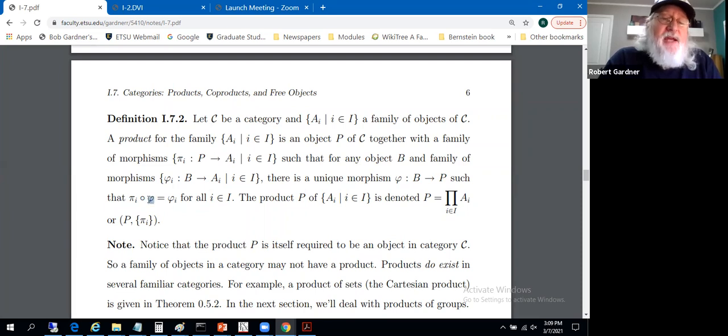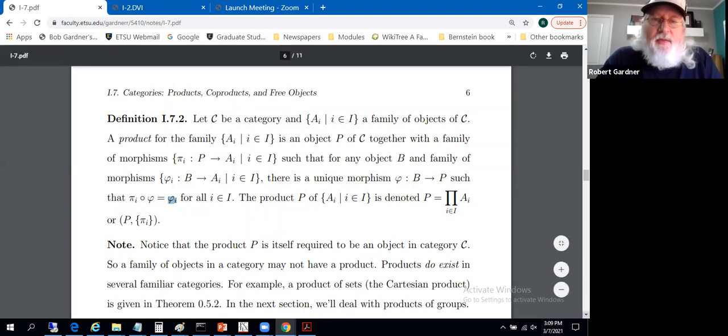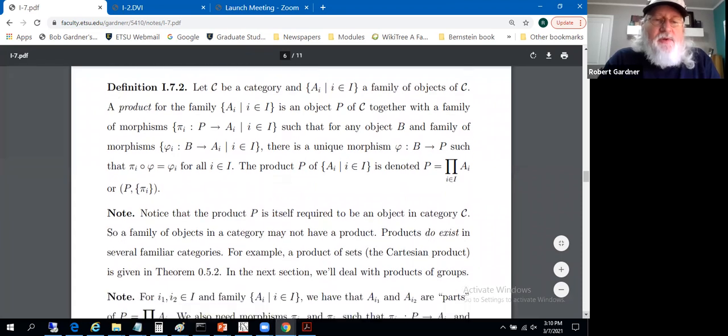So what the phi does is allow us to take this mapping from B to A sub i and run it through the product P. And that's exactly what happens in terms of the compositions. So that's about as good as I can do at motivating this definition of a product. We'll not do this in today's video, but coproducts are on the horizon as well. So we'll reverse some things when we do coproducts.